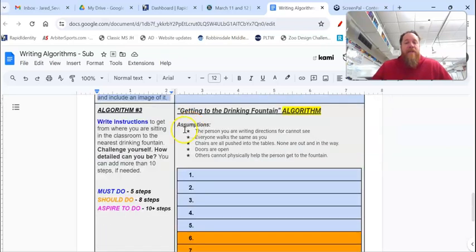And then the third task that you have is writing an algorithm to get from where you're sitting in the classroom to the nearest drinking fountain, which is right out in the hallway. So how detailed can you be? And again, you can add more than 10 steps if needed.